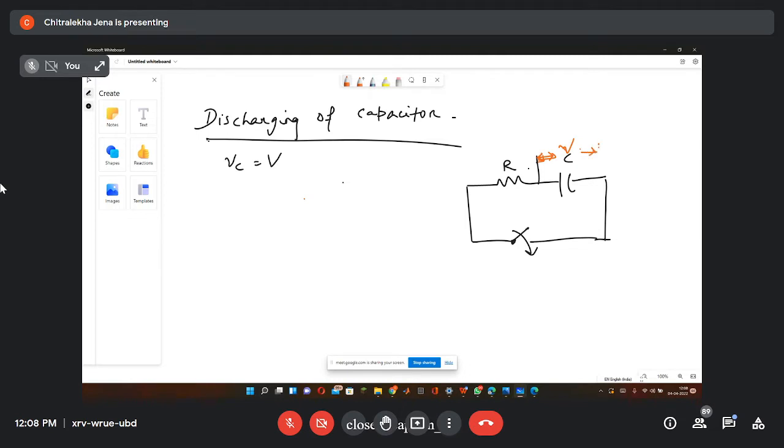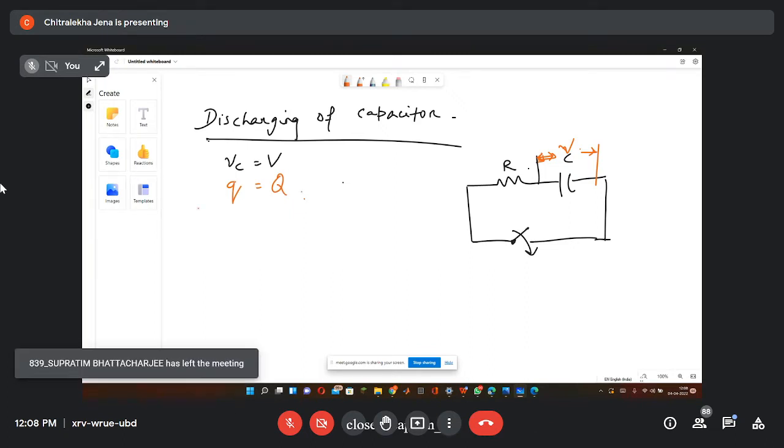Now, what is the charge in the capacitor? Capital Q. Because the voltage is maximum, the charge will also be maximum at that point. Yes or no? Just recall what you have read during the charging of the capacitor. The capacitor has acquired a potential difference of capital V, and the charge is equal to capital Q.